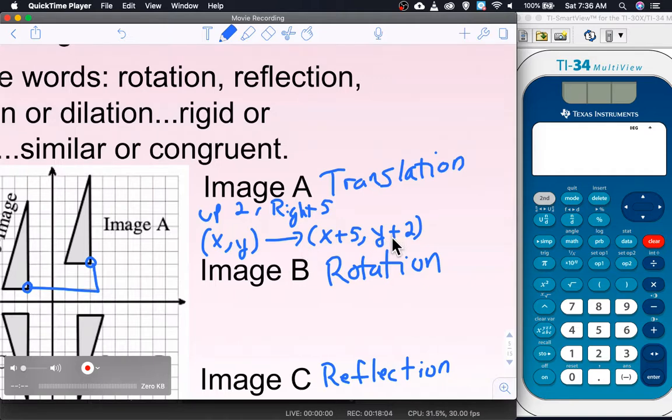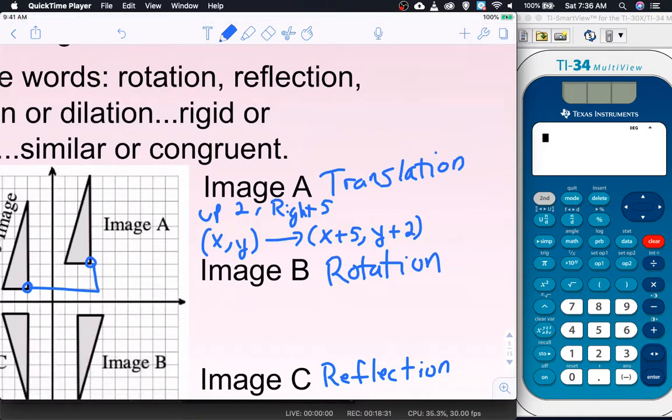My y value went up by 2. This has a y value of 1. This has a y value of 3. It went up 2. So this is the best possible answer for this. I have a translation up to right 5 using the rule. This is the rule, the mathematical rule that tells us how to translate this. Okay, this is a lot of information for one problem, but this will become more familiar as you do it.